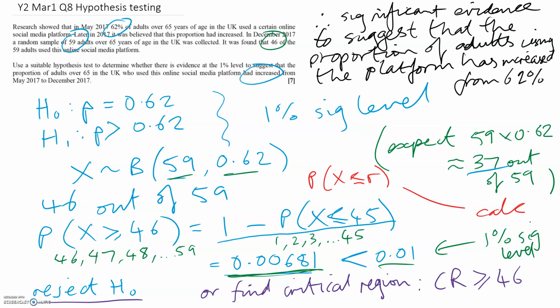So you need to always finish off with a sentence that starts off, there's significant evidence to suggest this. If you're rejecting H0, you say there's significant evidence to suggest, and then say something that relates to the context of the question. Okay. If you were accepting H0, then you'd say there's insignificant evidence to suggest, and so on.